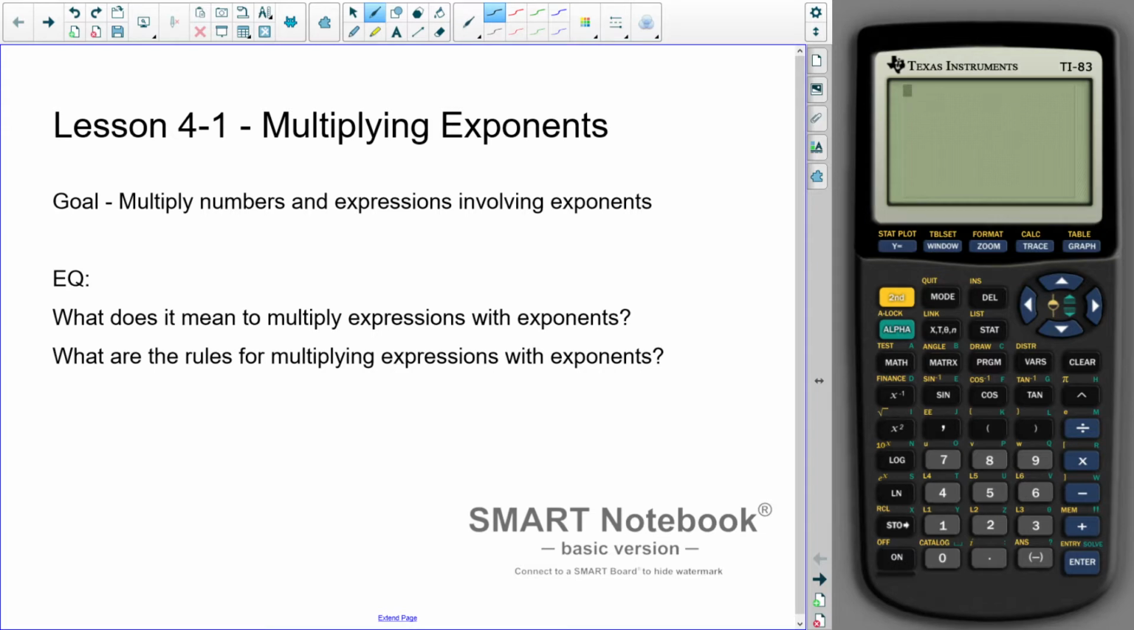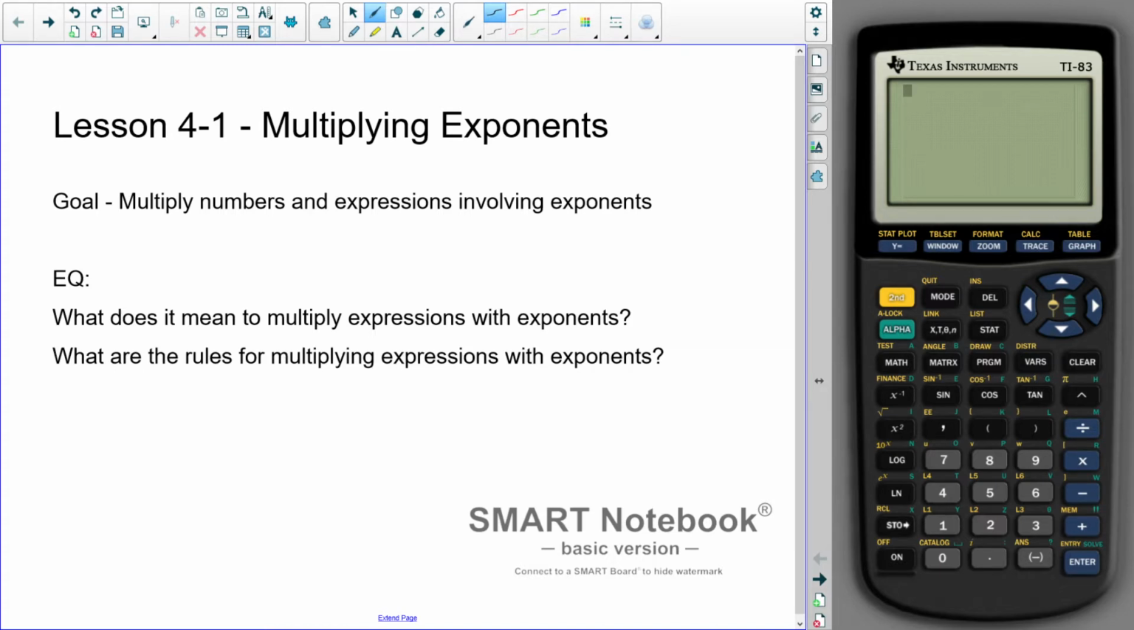We're going to start talking about exponents and how to work with exponents: how to multiply, divide, add, and subtract things with expressions involving exponents. Our essential question today is focused on multiplying exponents. What does it mean to multiply expressions when exponents are involved? And what are the rules for multiplying expressions with exponents?